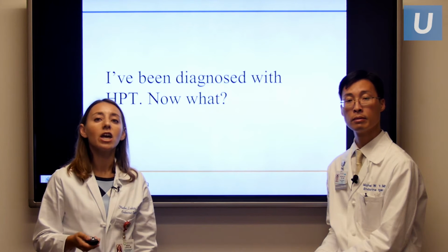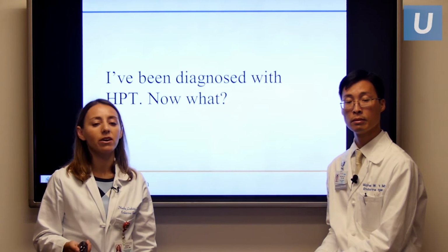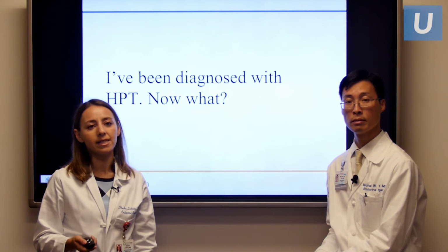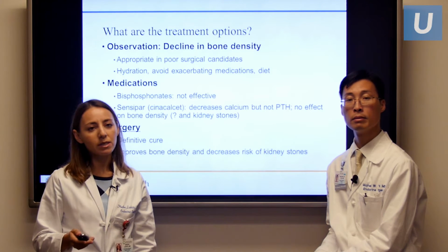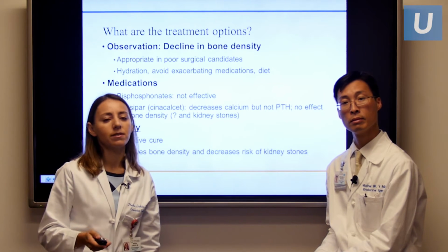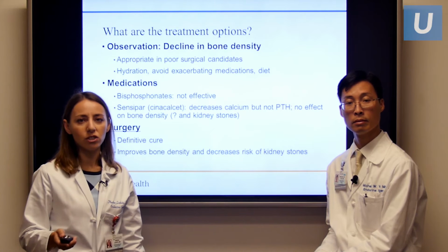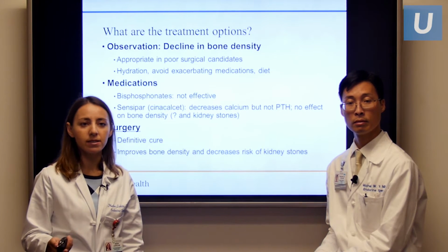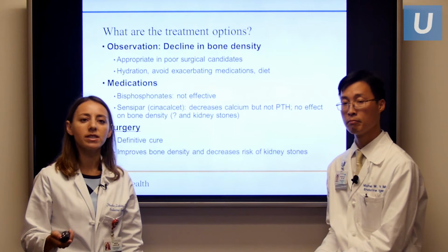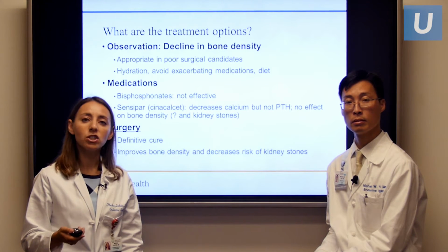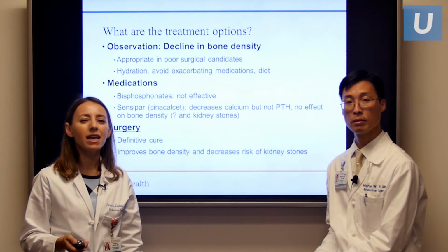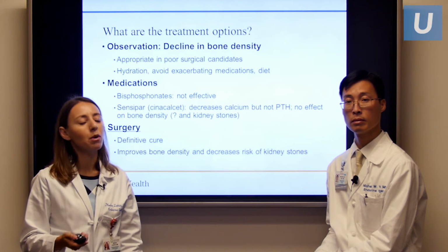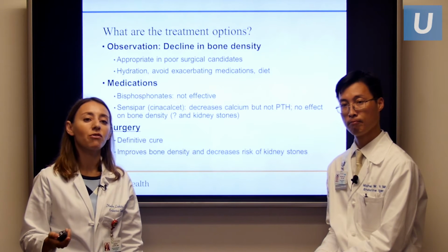Okay, so let's say you've been diagnosed with hyperparathyroidism. Now what? What's the next step? So let's briefly review all the treatment options. The first would be observation. So there are some patients who are not appropriate surgical candidates due to other medical conditions, for example. So observation is a possibility. The problem is that those patients will have a decline in bone density and have a higher risk of fractures.